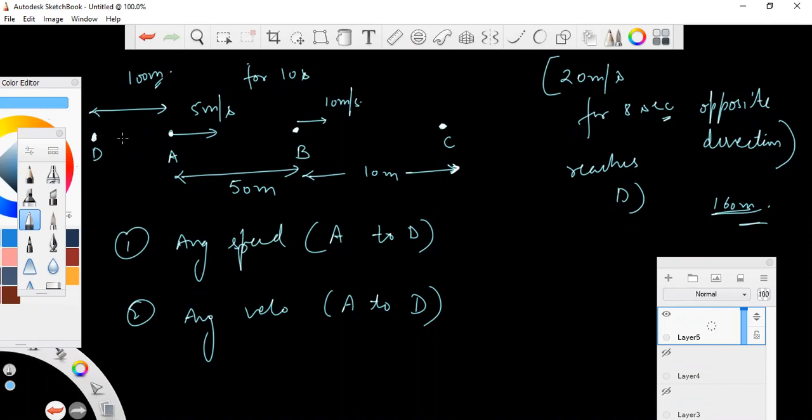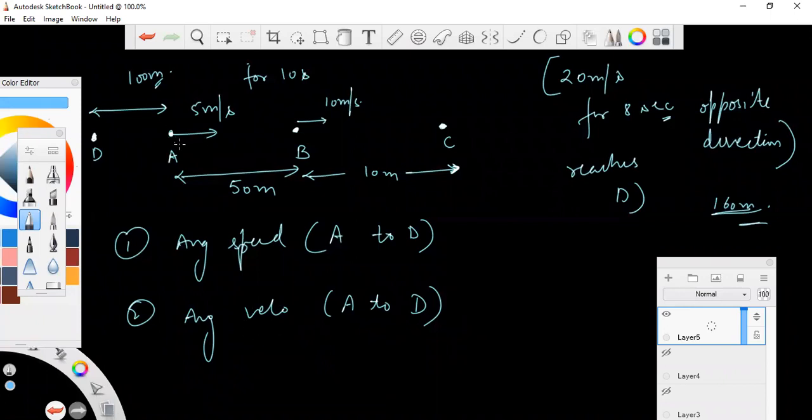Next, if I ask you what the average velocity is first, it is total displacement by total time. What is the total displacement over here? 100 meters. Displacement is, I will say 100 or minus 100. What do you think? So minus 100. Why minus 100? Because it went in the opposite direction. Because displacement is a vector quantity and velocity is also a vector quantity.